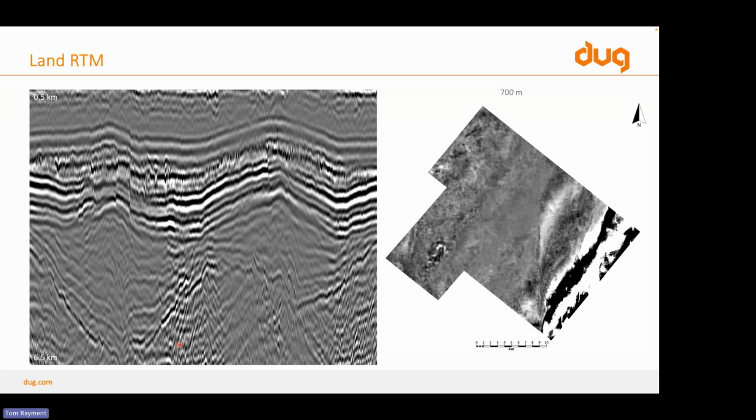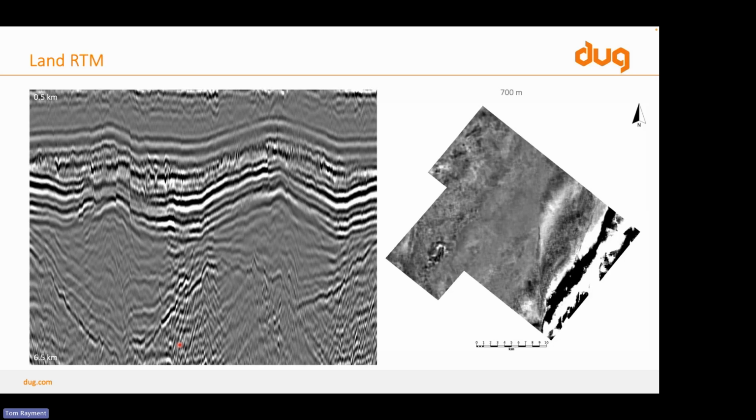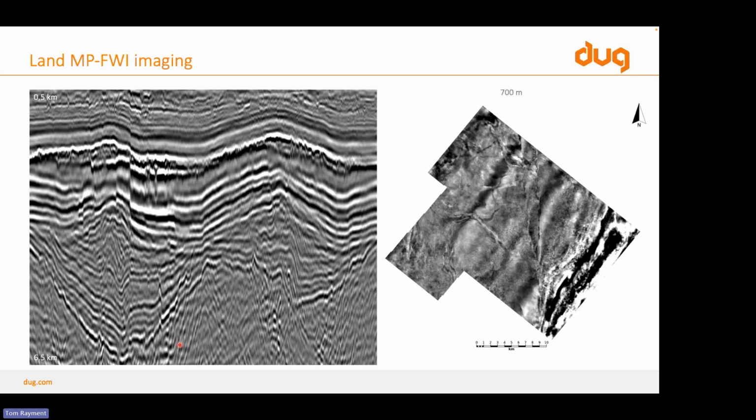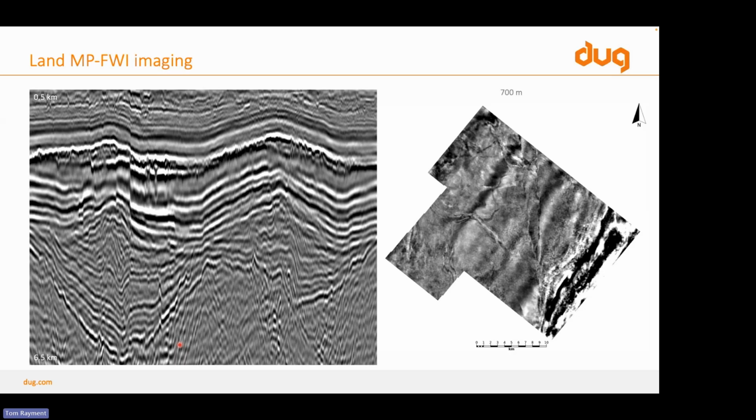This is an RTM of processed data through this land data set, and we have a section on the left and a slice on the right. And this is the result that we've got at the moment going through MP-FWI imaging on land data. And again, if I toggle between those, you can see it's a really dramatic uplift in the quality, especially through the illumination in the deeper sections. It's much improved, again, thanks to least squares imaging.